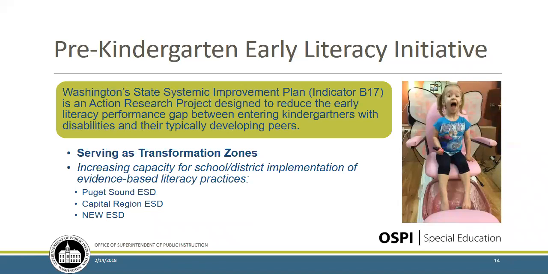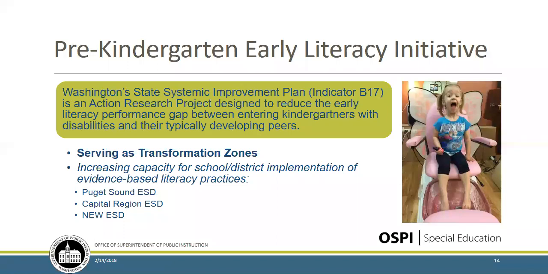The Pre-Kindergarten Early Literacy Initiative is serving those transformational zones. It's an action research project that is happening with Puget Sound ESD, the Capital Region ESD, and Northeast Washington ESD. And the goal is to reduce the early literacy achievement gap between entering kindergartners with disabilities and typically developing peers. And the focus domain from our WAKIDS Gold assessment is the literacy domain.